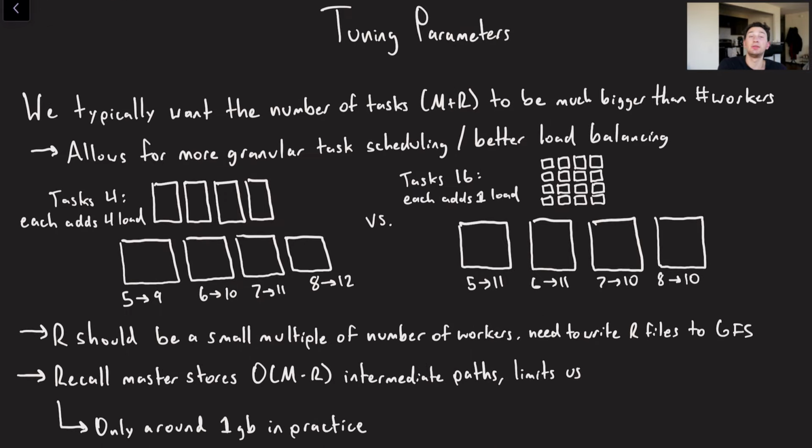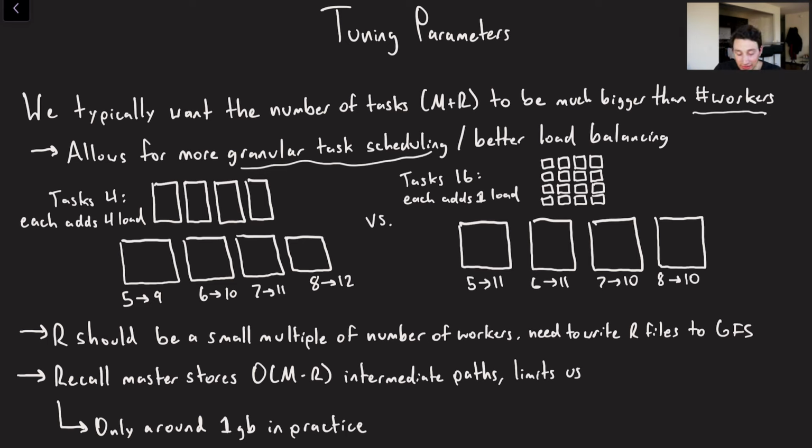Okay, another thing that I want to talk about is actually tuning our parameters, right? As a developer, you're responsible for choosing a few things like M and R and stuff like that. And so how can we actually choose these to be the best possible values? In practice, Google finds that they want the number of tasks to be much bigger than the number of workers. Why is that? Well, it's going to allow us to do more granular task scheduling.